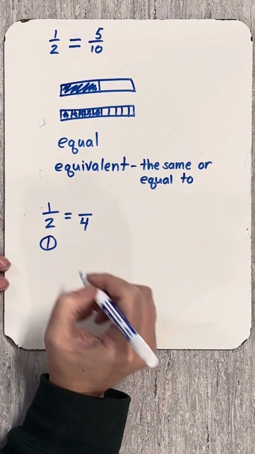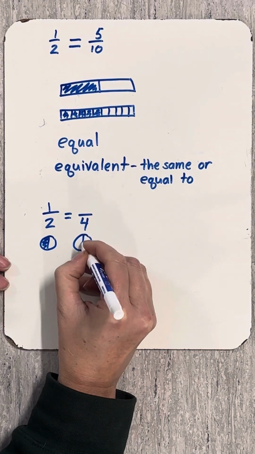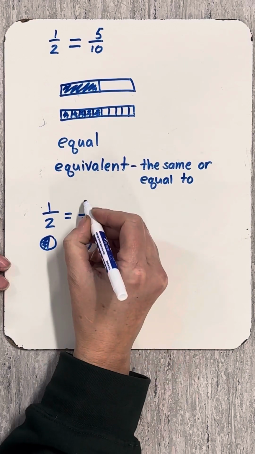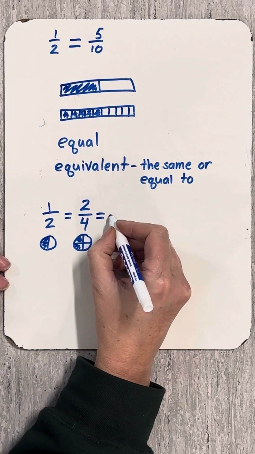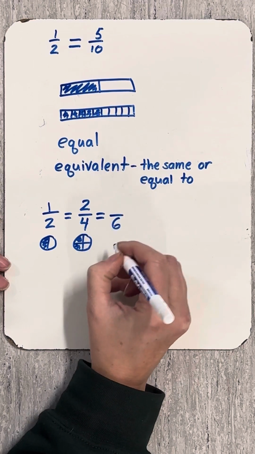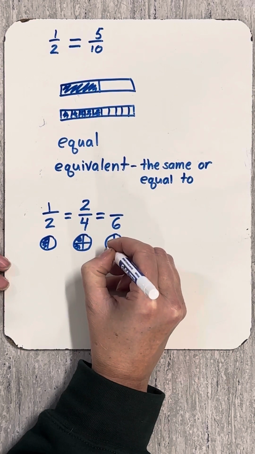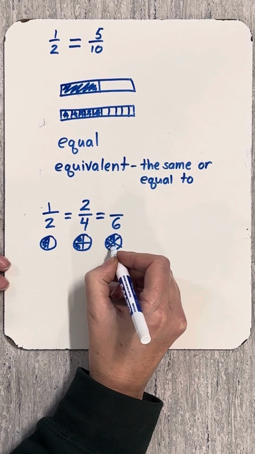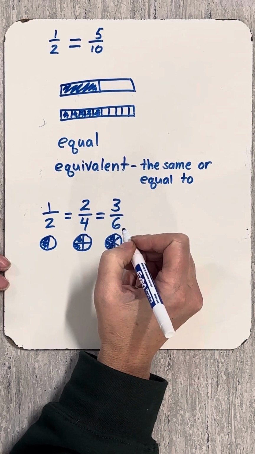Let's think about pizzas this time. There's our 1/2. Now if we cut it into quarters, oh, there's going to be 2 quarters. What about if we were thinking in terms of sixths? So now we need our pizza to be cut into 6 pieces. We need to color in half of it. Oh, now there's going to be 3/6.